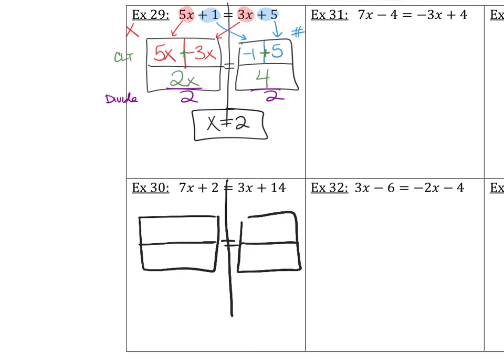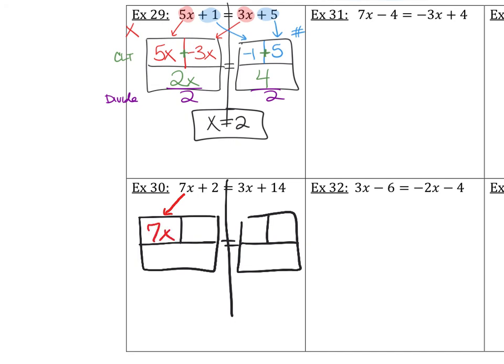How many x terms are there? 2. How many constant or good old-fashioned number terms? 2. So there's 4 top boxes for my 4 terms in this equation. Let's start putting them where they belong. I want you to draw the arrows. Where does this 7x belong? Over there. X's all go to the left-hand side.